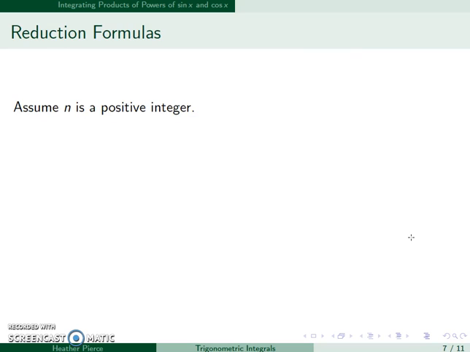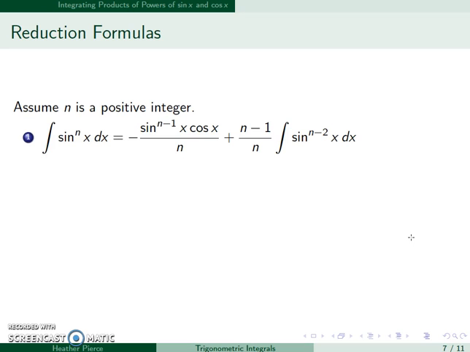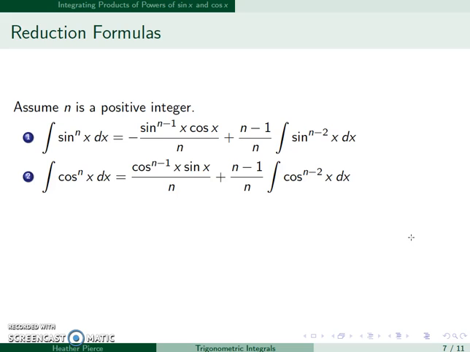We also have these things called reduction formulas. So if I assume I have a positive integer n, then the integral of sine to the n x dx is negative sine to the n minus 1 x cosine x over n plus n minus 1 over n times the integral of sine to the n minus 2 x dx. So if I have a high power of sine, I can use this formula, possibly repeatedly, to find the integral of the sine. The integral of cosine to the n x dx is cosine to the n minus 1 x sine x over n plus n minus 1 over n times the integral of cosine to the n minus 2 x dx.